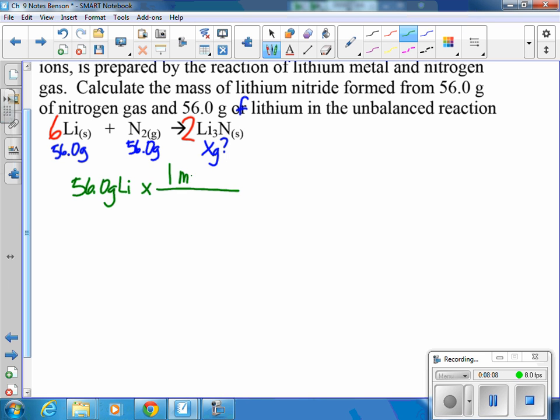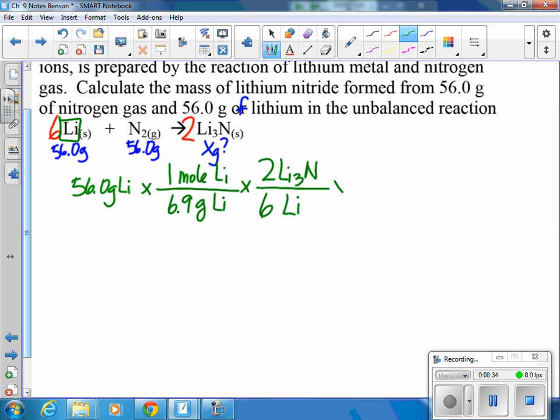I know that I have 1 mole. Remember, I'm just finding the molar mass of plain old lithium, not the 6 in front of it. And let me see what that number is. So that would be 6.9 grams of lithium, times a fraction bar. So I'm doing my unknown over known. I have 2 moles of lithium nitride to 6 moles of my plain old lithium.